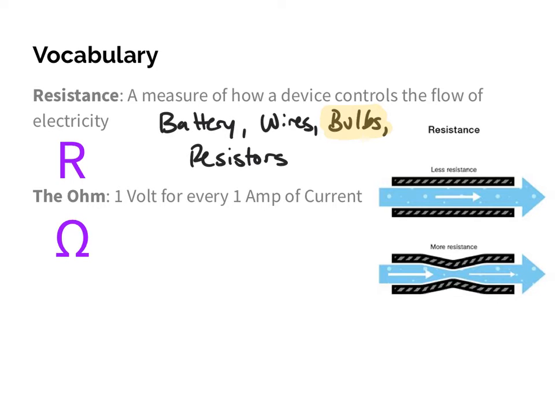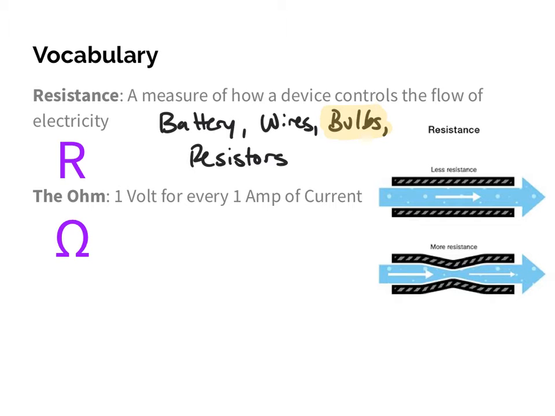So resistance is found in everything because everything is going to have somewhat, think of resistance as like friction. Everything is going to have some sort of friction because charge cannot flow 100% free through something. There's always going to be a little bit of friction that those electrons are going to experience as they're flowing through a circuit. Now, how do we measure resistance?